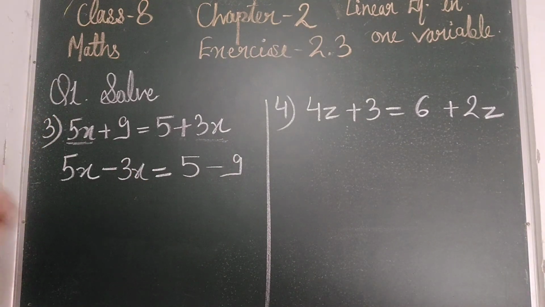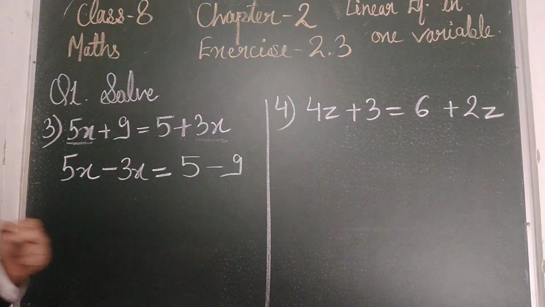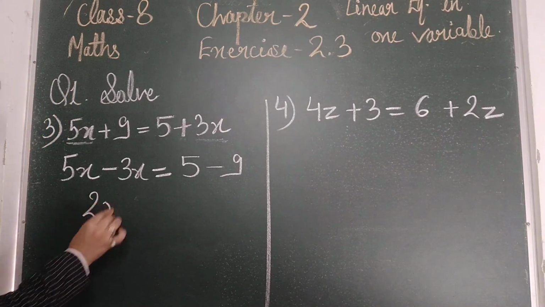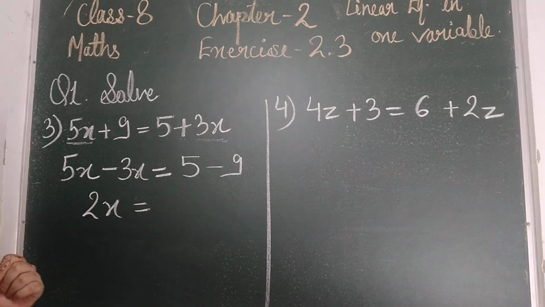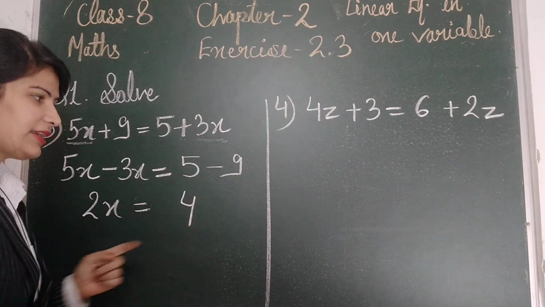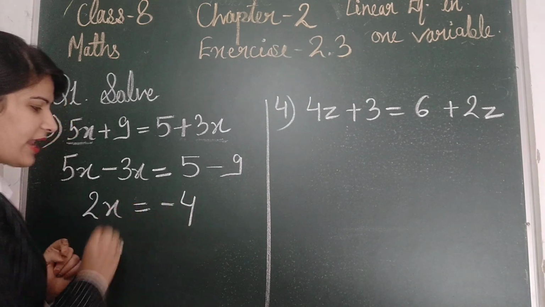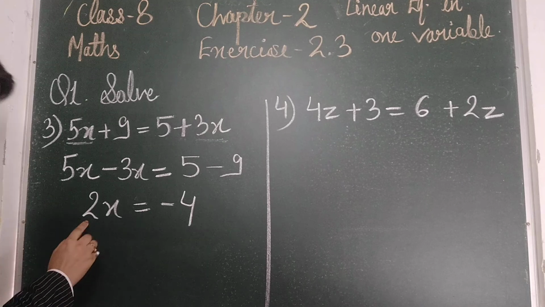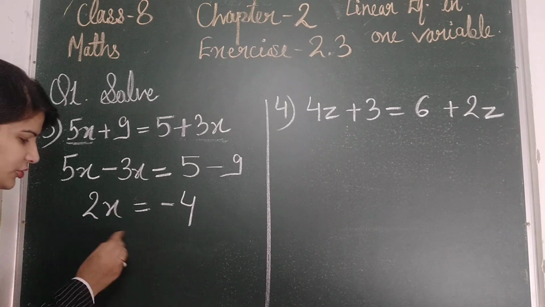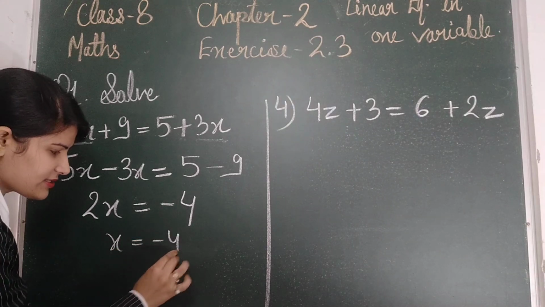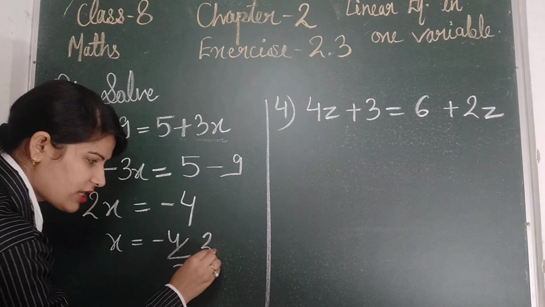Now what? 5x minus 3x, what will you get? 5 minus 3 you will get 2x equal to 9 minus 5, what will you get? 4. And the greater number is 9, so the sign will be that of the greatest number. Now minus 4. Now 2x is in the form of multiplication, so it will change into division like this, minus 4 upon 2. Okay, divide: 2 ones are 2, 2 twos are 4.